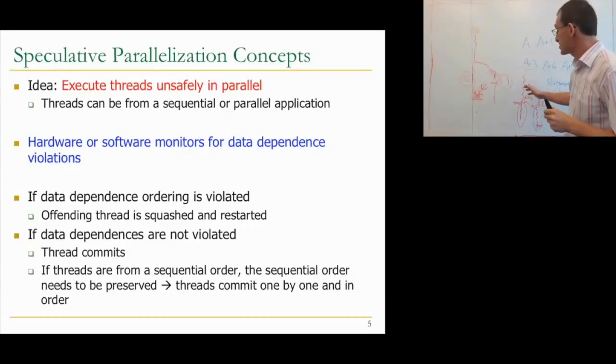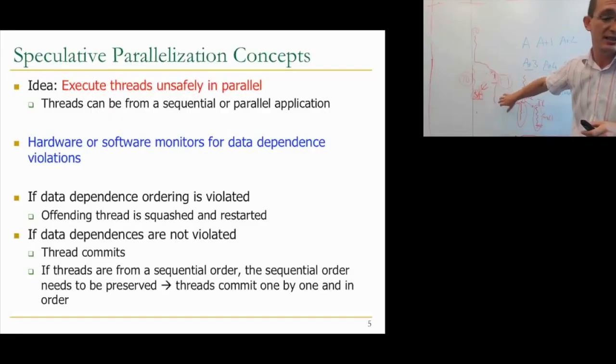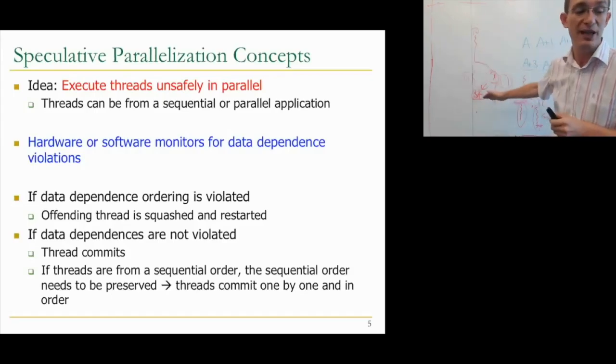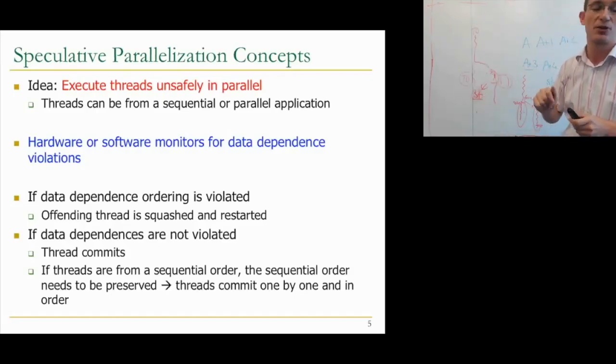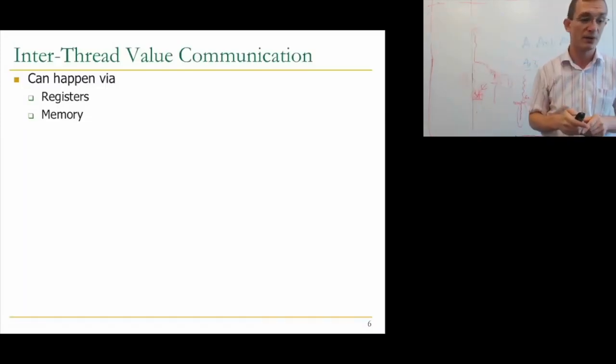For example, if data dependencies are not violated, then the speculative thread commits. And if threads are from a sequential order originally, that sequential order needs to be preserved. If you're actually taking a single thread and parallelizing it speculatively, the sequential order needs to be preserved such that threads commit one by one in order. And we will see this.